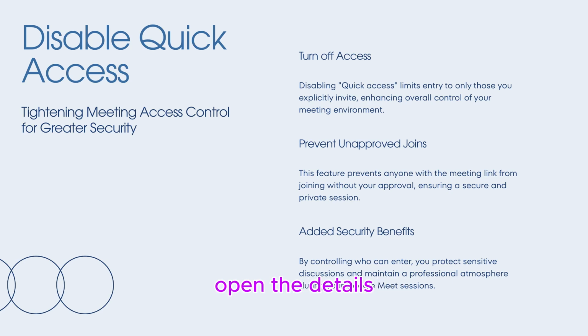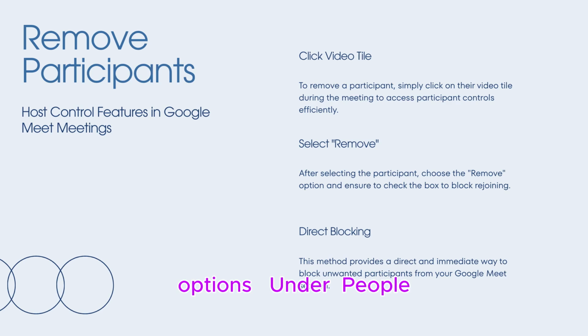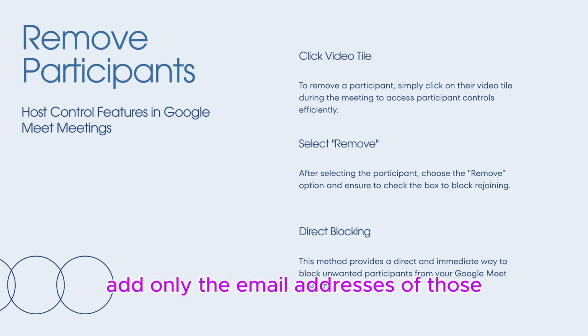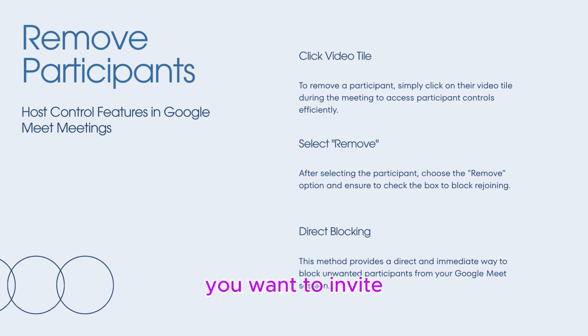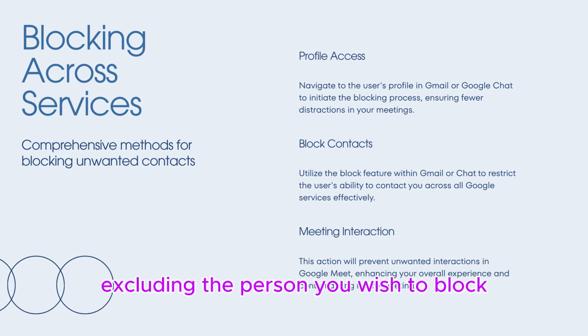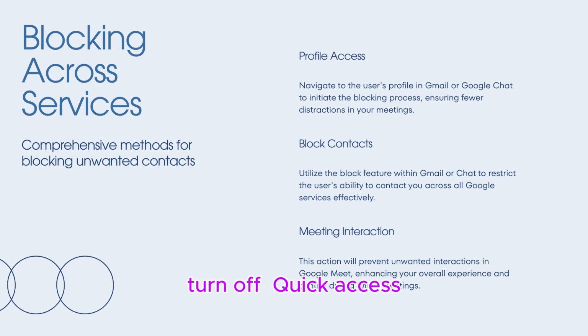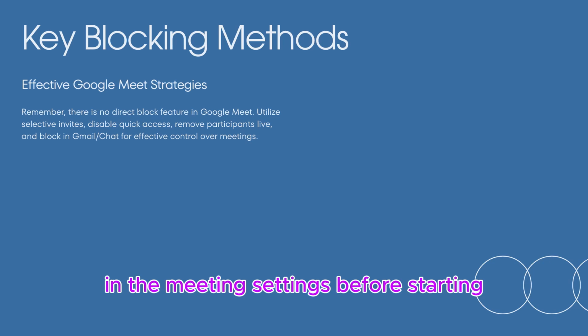Click the meeting link to open the details. Click Change Conference Settings or More Options. Under People, you can specifically add only the email addresses of those you want to invite, excluding the person you wish to block. For added security, turn off quick access in the meeting settings before starting.